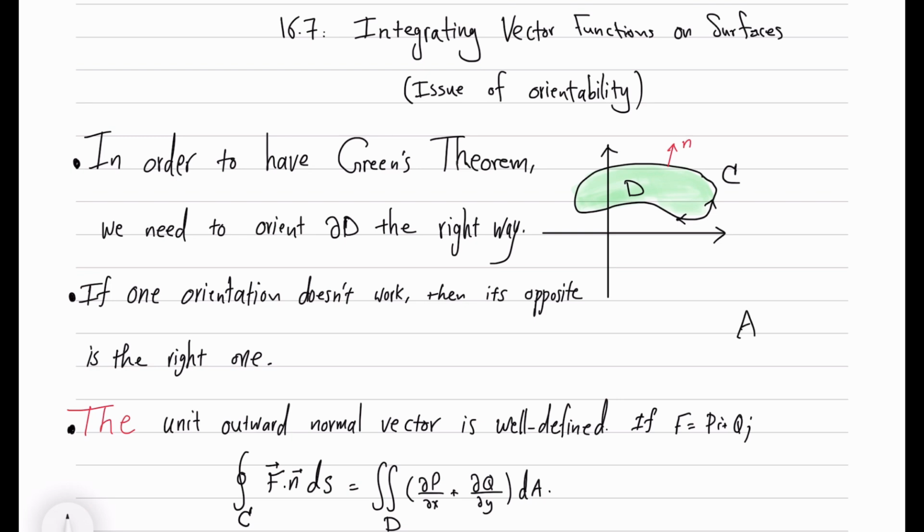So instead of proving a equals b, you would have a equals negative b. That would say, wait a second, your orientation was wrong the whole time. So you go back and you reverse your orientation and everything is fine. So given a simple closed curve in the plane, either one of the orientations will work out.